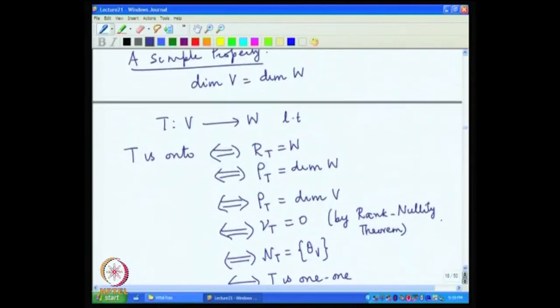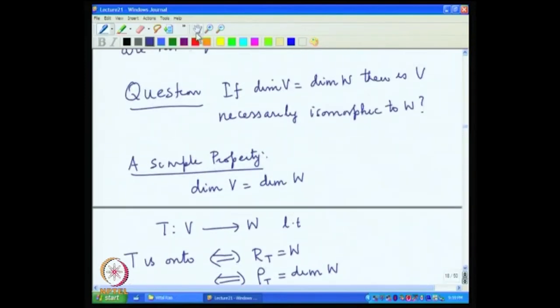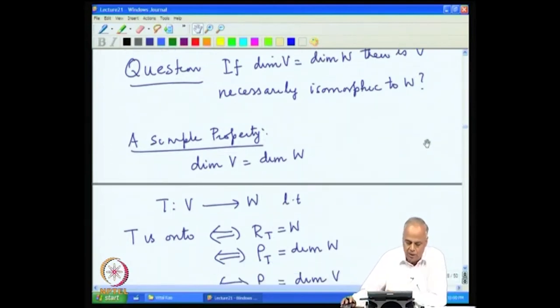And let us now go back to the question that we raised. The question that we raised was, if dimension of V is equal to dimension of W, are they necessarily isomorphic to W? What does this question mean? This means, can we generate a linear transformation from V to W, which is both 1-1 and onto. But now I do not have to worry whether 1-1 and onto, either 1-1 or onto is enough, because one of them implies the other. So, to check isomorphism, it is enough if we check one of them.